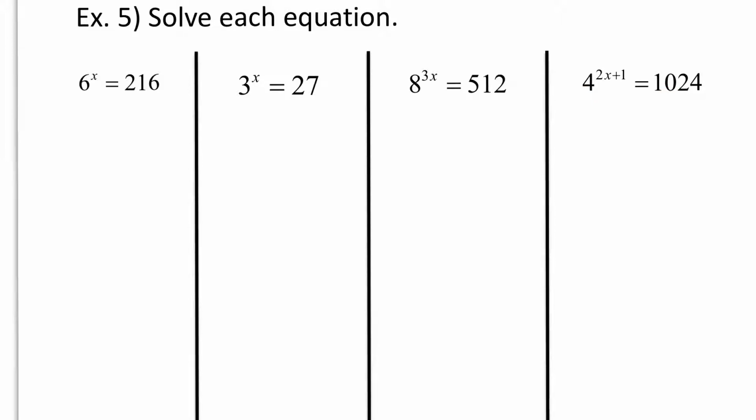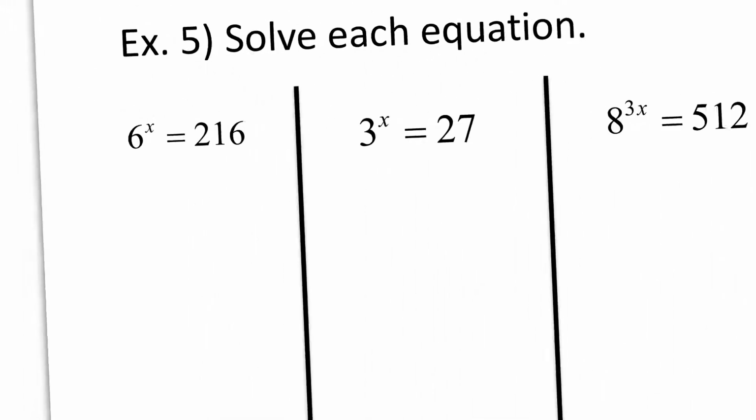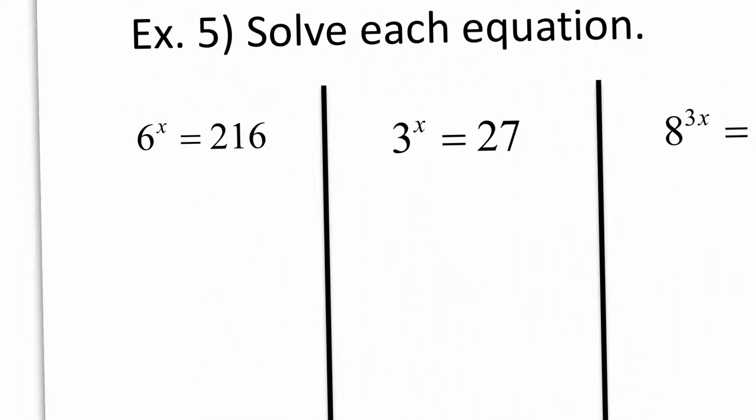So when that happens, we can still use the property I showed you, but we need to change the numbers so we can have the same base. So let's look at the first one here. When you have a base, in this case 6, let me bring down the equal sign here. Well, you will keep that base. There's the base of 6.